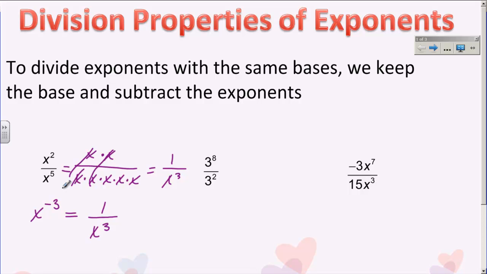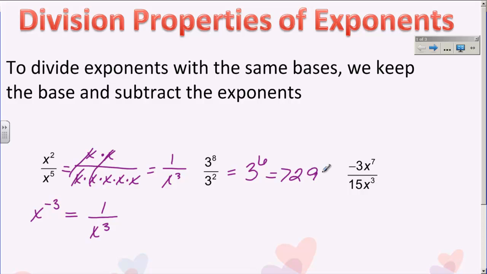So the next example, 3 to the 8th over 3 squared. My base is 3, so I'm going to keep my base, and I'm going to subtract my exponents. Well, 8 minus 2 is just 6. But if you want to really simplify this all the way down, you want to find out what 3 to the 6th power is. You take out your calculator, you type in 3 to the power 6, and you get that it equals 729. So I subtracted my exponents, then I went ahead and simplified down.